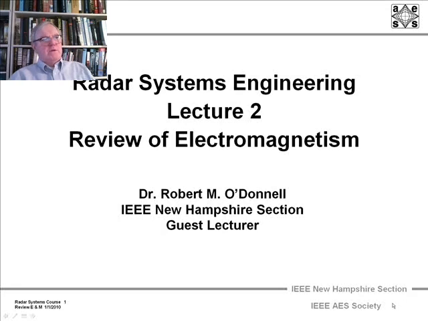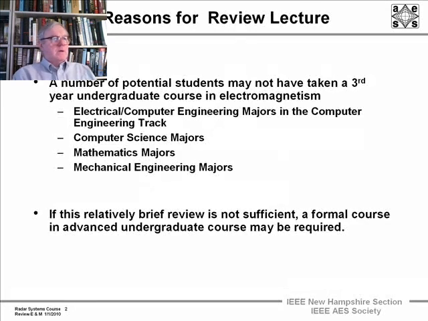This is the second lecture of the Radar Systems Engineering course, and it's a review of electromagnetism. There are a number of students who are taking the course and who wish to take the course who have not had a third-year undergraduate course or better in electromagnetism. Many of them are, say, electrical and computer engineering majors who have gone down the computer engineering track, CS majors, math majors, mechanical engineers. This is a very brief, the order of magnitude of an hour review of the electromagnetism that you'll need to understand reasonably well to take this course.